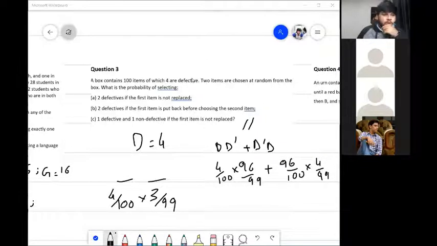ठीक है, I thought order would not matter since the question says we are chosen. No, of course it does.